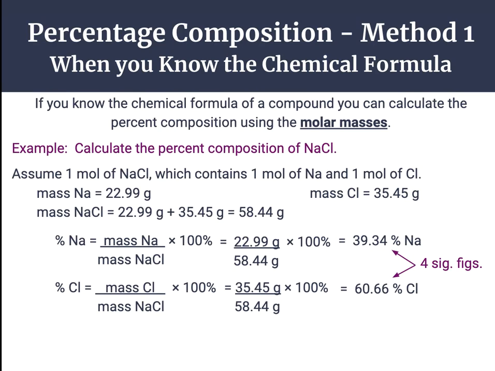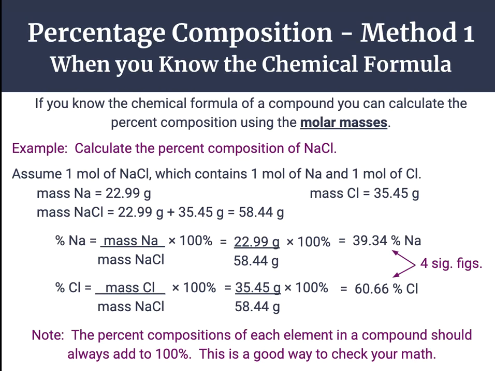And if you look at those two percentages, you might notice that they add up to 100%. So if you determine the percent of all of the elements in a compound and you add them all up, it should equal 100%. And this is a good way to check that you've done things properly.